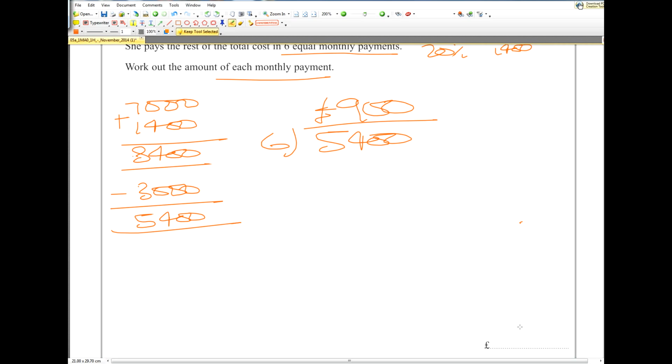So we work out the VAT first of all, add that on, minus the deposit, and then divide it by 6. So that is the proper and full technique for that.